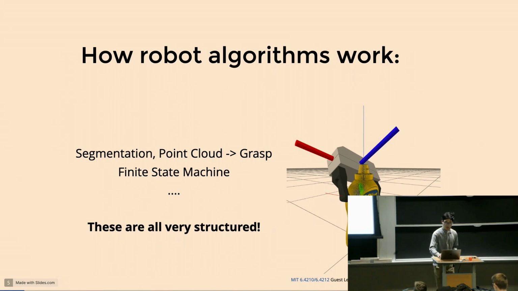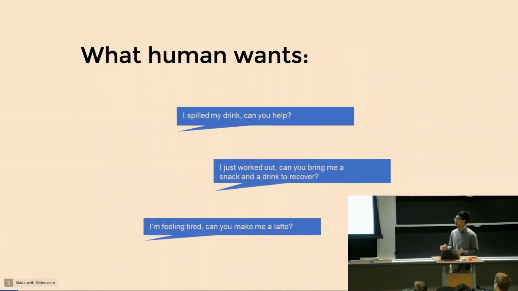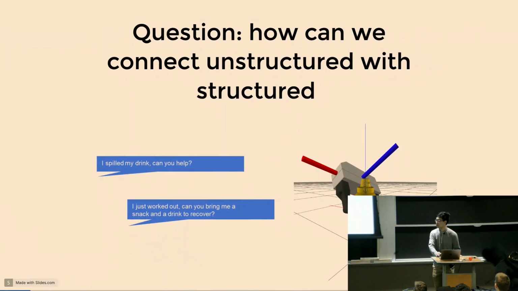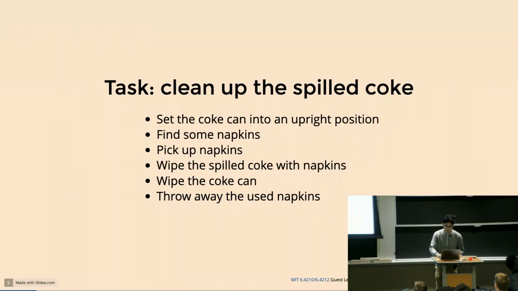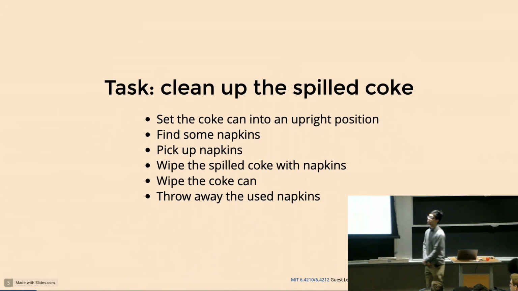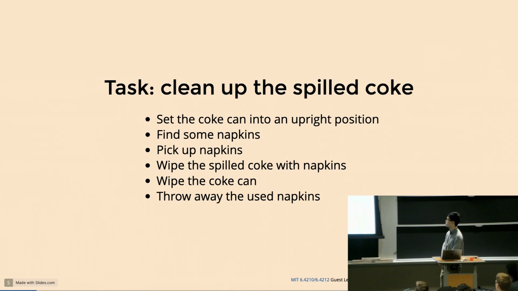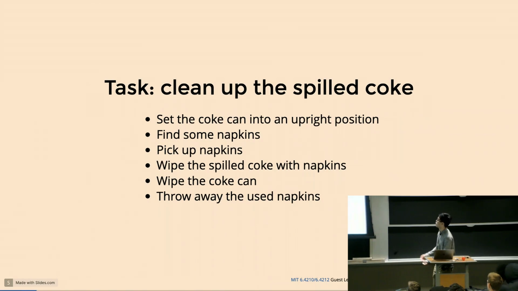The thing is that if you look at the slide before, the human instructions are quite unstructured. And the core problem is, how can we connect the unstructured instructions with the structured algorithms? And that's the magic of large language models. For example, if I tell the robot to clean up the spilled Coke, I suppose a large language model could give us a lot of instructions, such as you want to set the Coke can into upright position, you can find some napkins, you can pick up napkins. That's how a human does all these tasks.